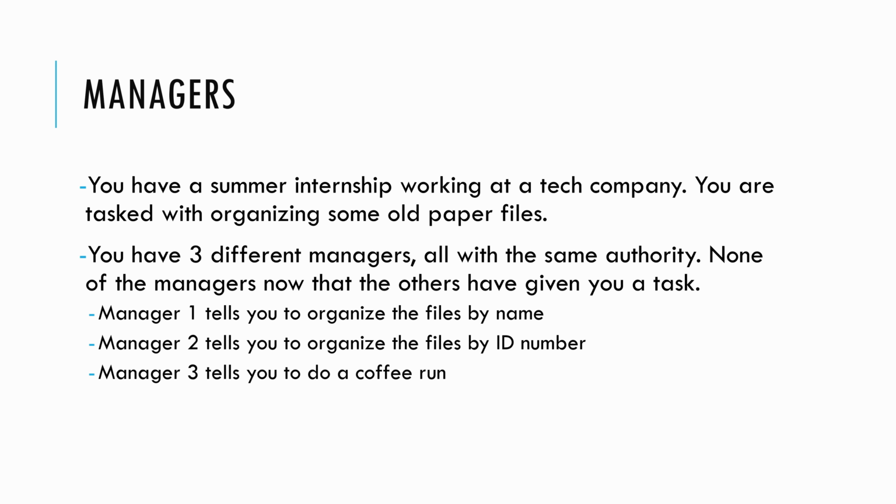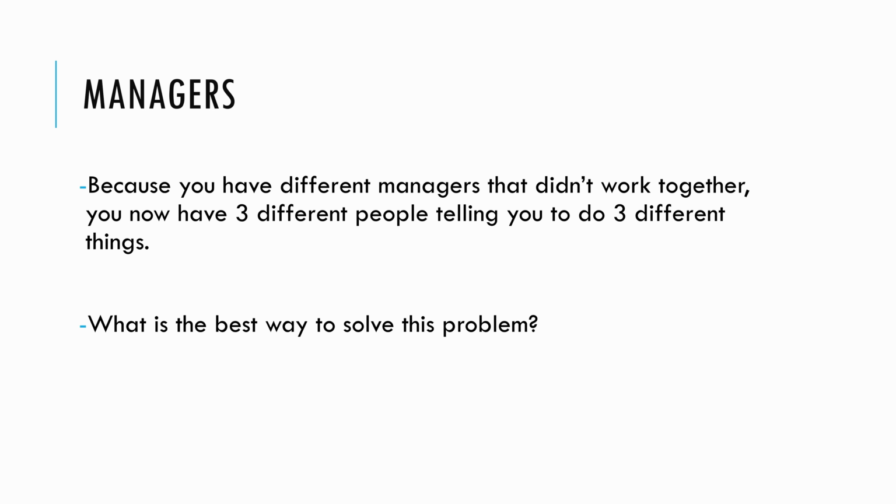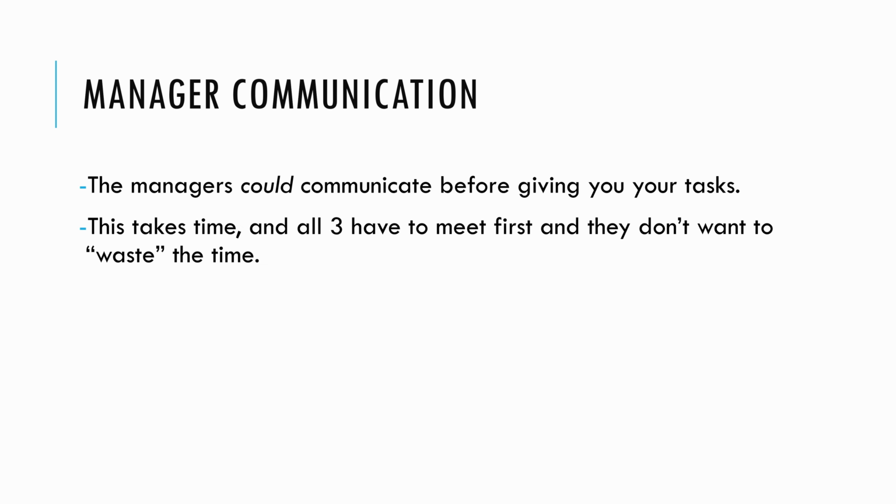These different managers have given you conflicting instructions. Because the different managers didn't work together, you now have 3 people telling you to do 3 different things. What would the best way be to solve the problem? Well, you could ask the managers to communicate before giving you your tasks. 1, they might get mad at you. 2, it takes time, right? All 3 of them have to meet first, and they don't want to waste the time by meeting to figure that out. That's annoying. The managers don't want to do that.